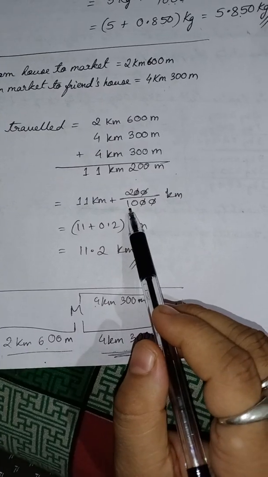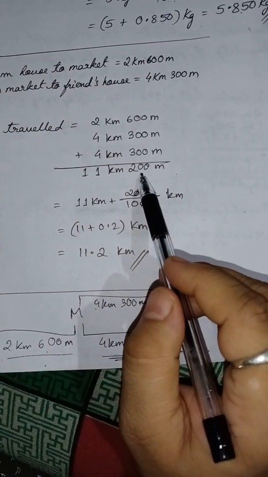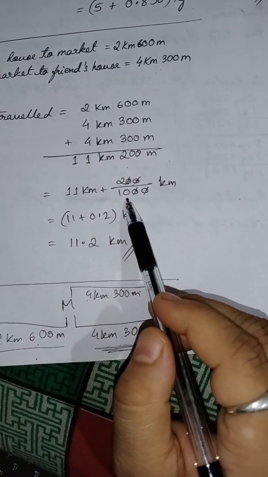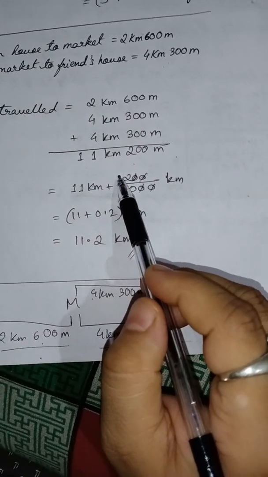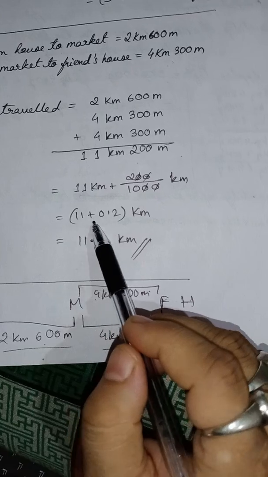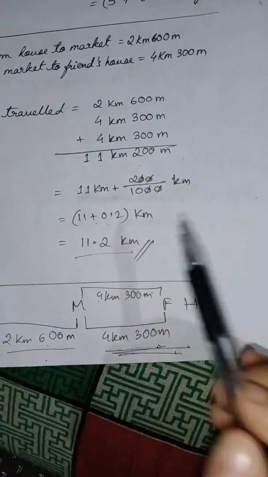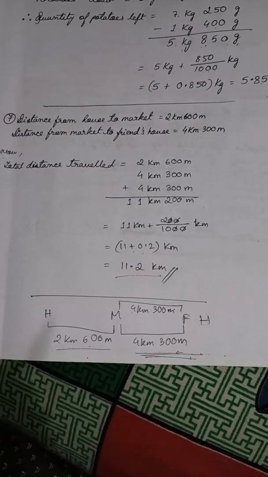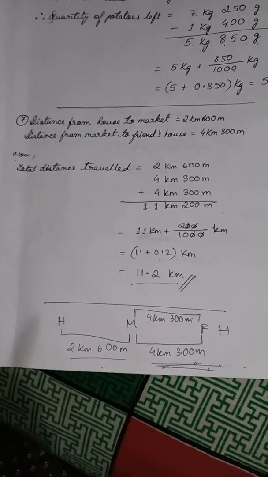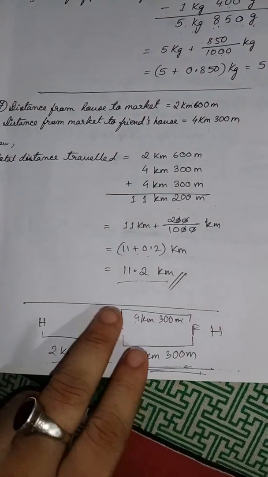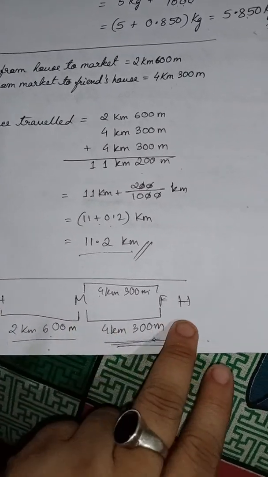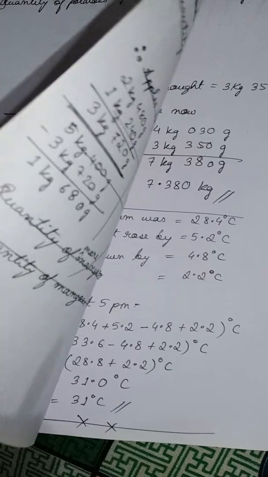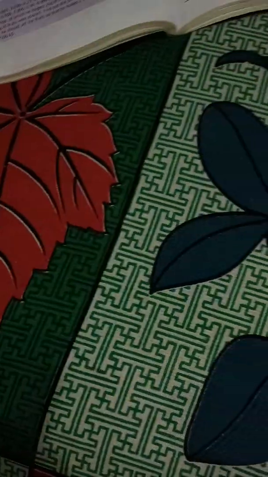So again I will convert into decimal. This one I will convert to kilometer by dividing by 1000. 0 0 0 cancel, 2 0 0 left, so after 1 decimal place, that is 0.2. So 11 plus 0.2, 11.2 kilometer is the total distance traveled by Chinu. So I think you have understood this one. It's quite simple. First from here to here, here to here, and then back here. So this plus this plus this. Next, question number 8.